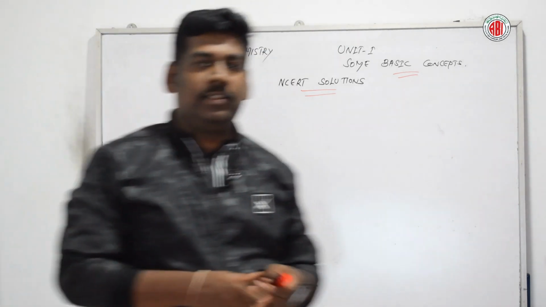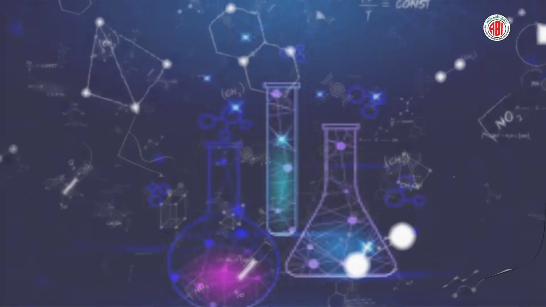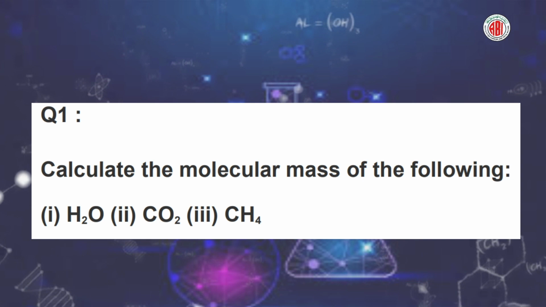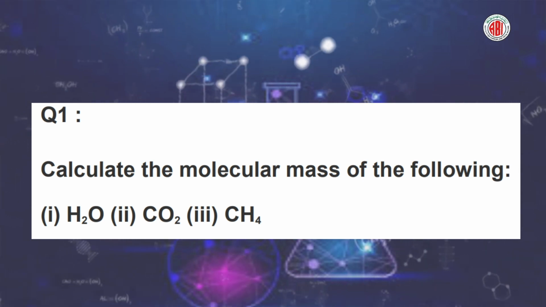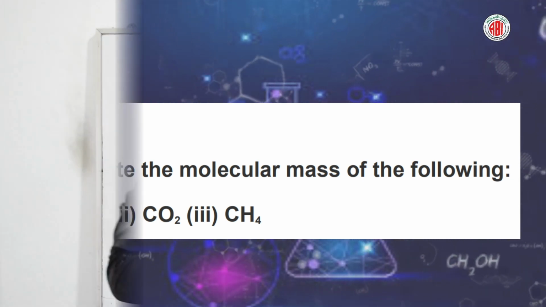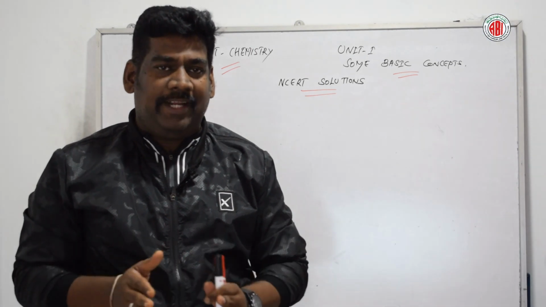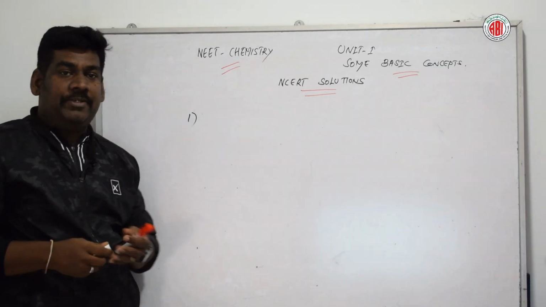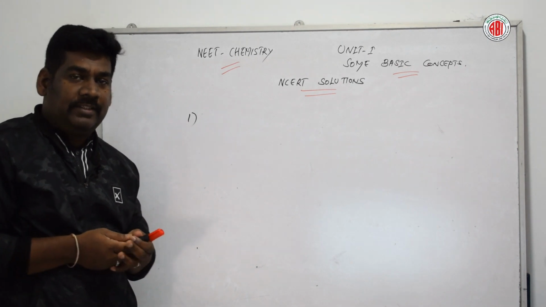Let's start. Look at this first question. Calculate the molecular mass of the following. Three compounds are given: H2O, CO2 and CH4. Water, carbon dioxide and methane. Let us see how to solve this problem. First, we are going to discuss the molecular mass of water.